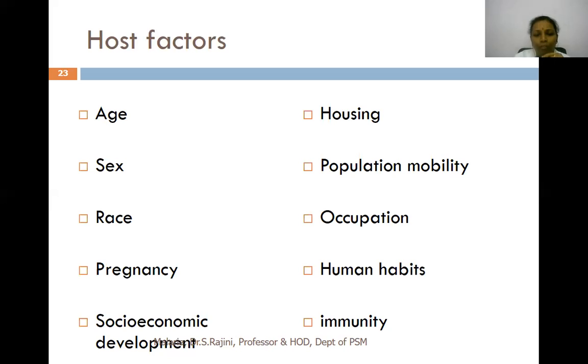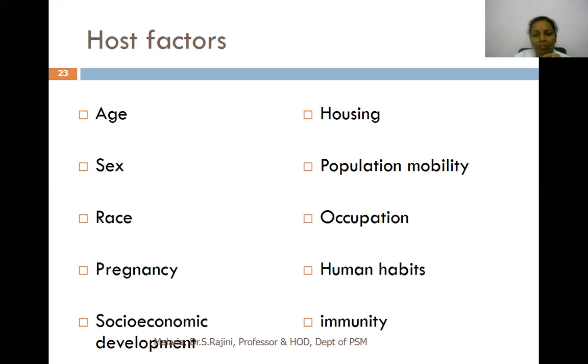Socioeconomic development, that is poor socioeconomic development, and overcrowding. So all these are other risk factors. Housing conditions where there are places for the mosquitoes to rest, no proper sanitation facilities, no proper drainage facilities, and where there is stagnation of water, all these play as a risk factor for the breeding of mosquitoes.